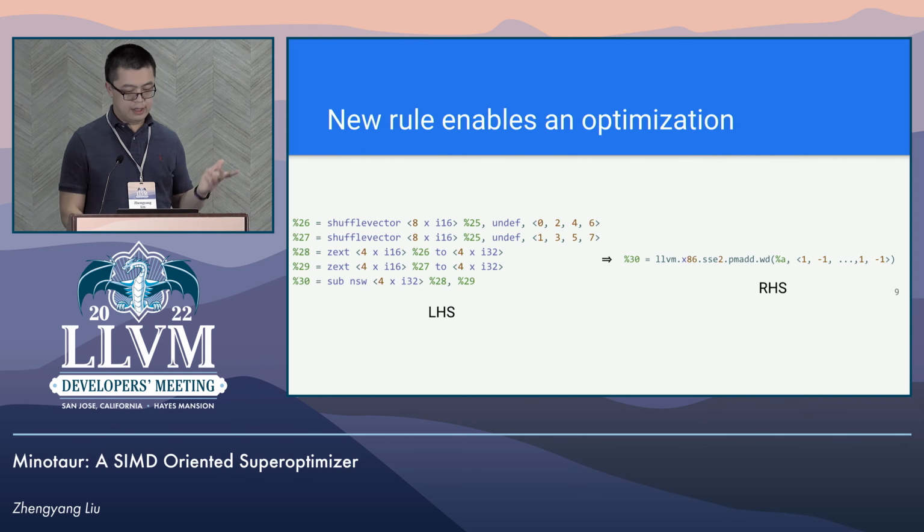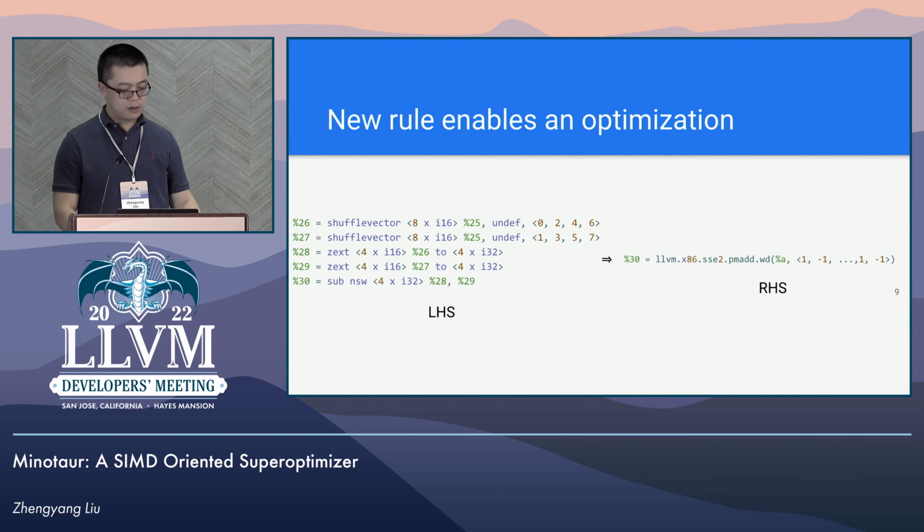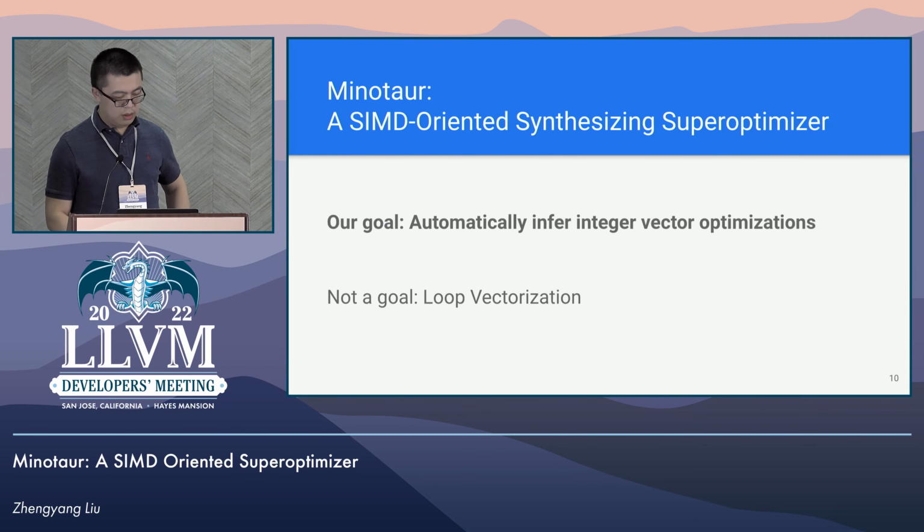So in this case, we need a rewrite rule in our middle end, as this slide shows, to rewrite shuffle, zero extension, subtract into an intrinsic call to PMADDWD. We call the slower sequence found in the original program the left-hand side, and we call the optimized sequence the right-hand side. For compiler developers, coming up with such rules can be very tricky. So we want to know, is it possible to automatically derive instruction combining rules for SIMD instructions?